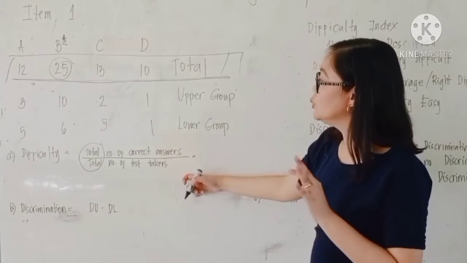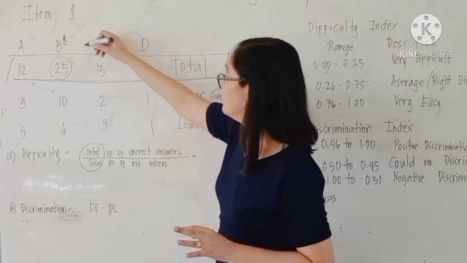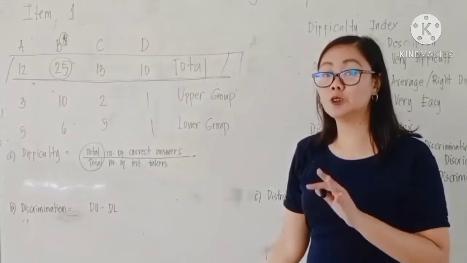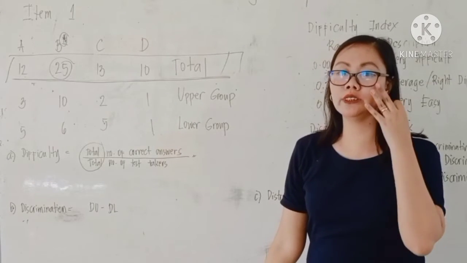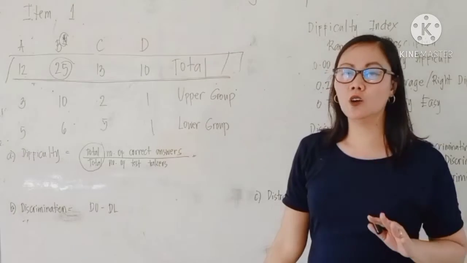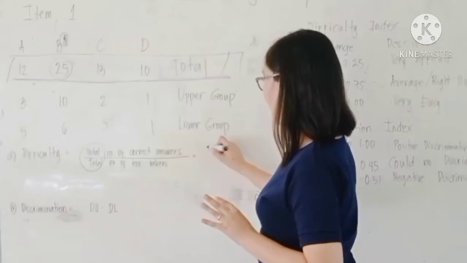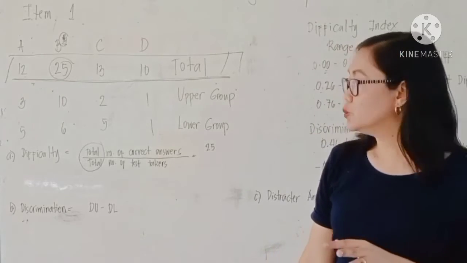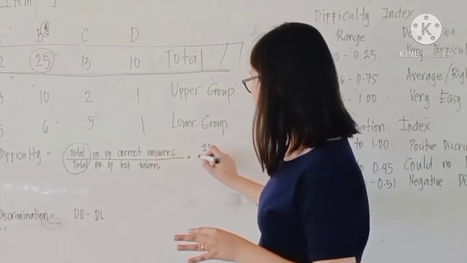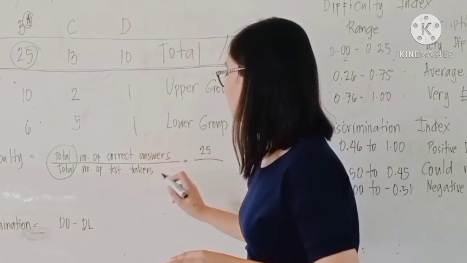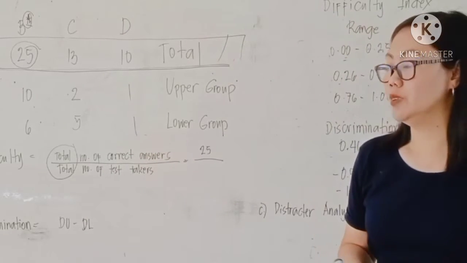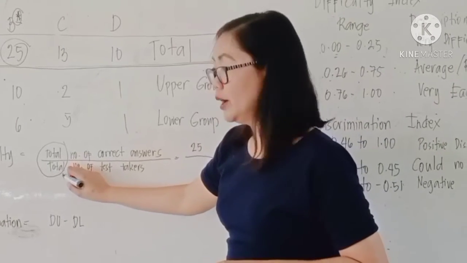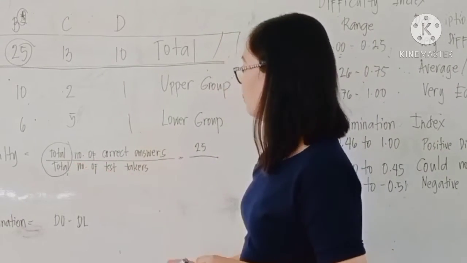So, ano yung correct answer dyan? Sinabi natin, itong letter B, dahil may asterisk siya. So, ilan ang estudyante na sumagot sa letter B? Ilan ang correct answers? We have 25. Okay? So, since we have 25, ilalagay na natin doon sa total number of correct answers yung 25 na score. And then, ang sabi dito, we have to divide 25 by the total number of test takers.